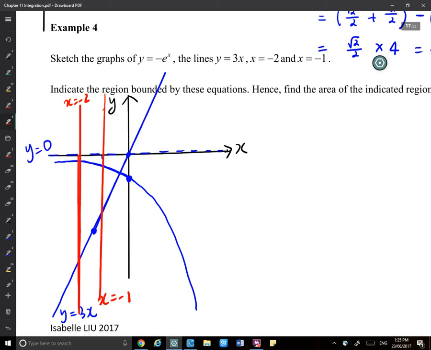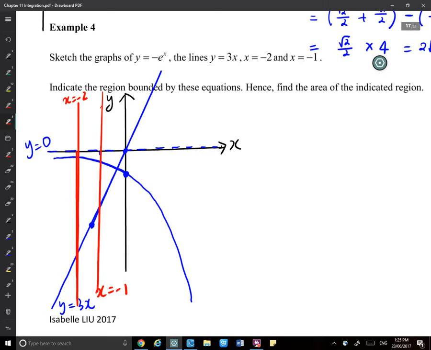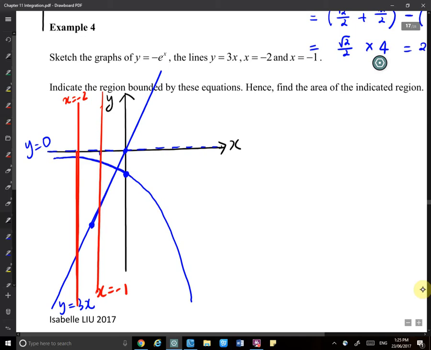Okay, where is the area bound by those 4 graphs? In which quadrant? Just look at this graph. Where is the region bound by the 4 lines? Quadrant 3. Okay, is this area here?